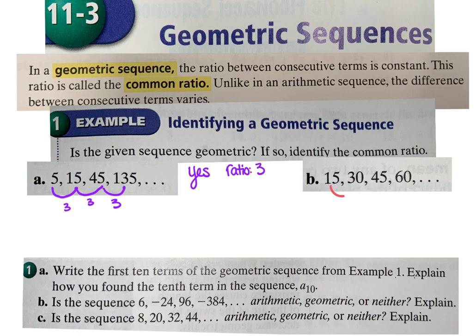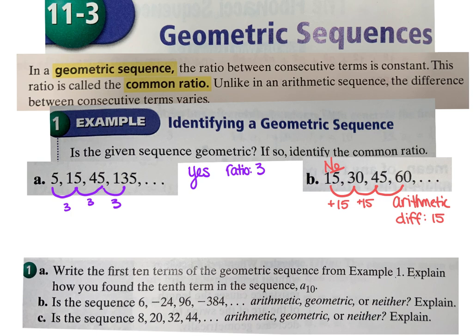What about here? 15 to 30. You can multiply by 2, but what about here to here? No. There is something in common. What are they doing? They're adding 15. So this is arithmetic, and it is not geometric. You have a common difference here of 15. So this guy is not geometric. That's really what you're looking for.